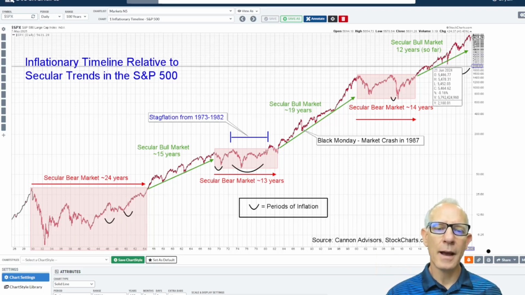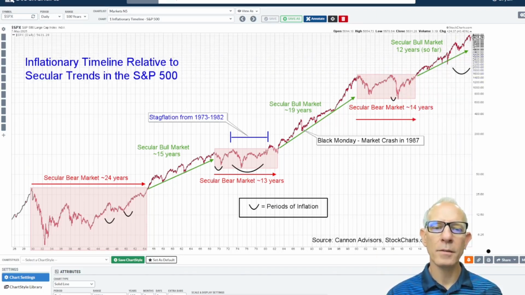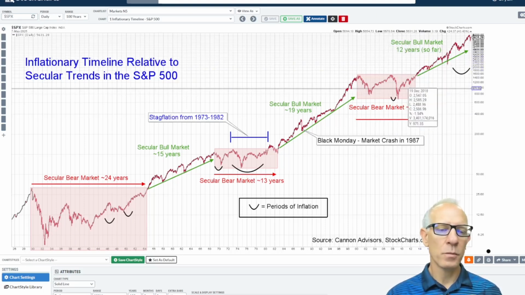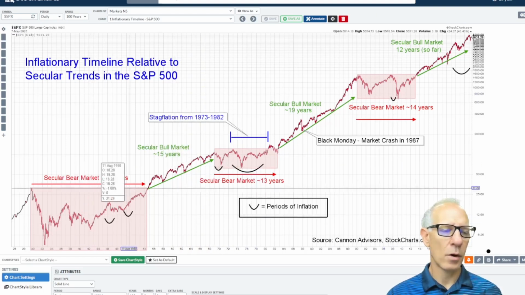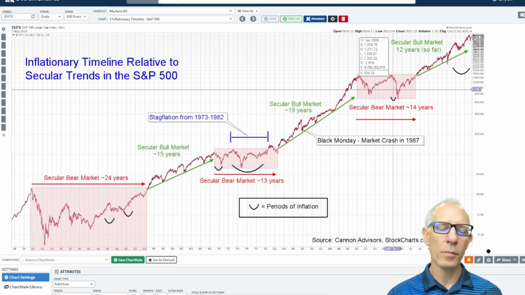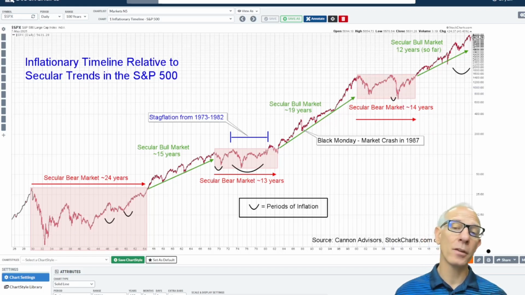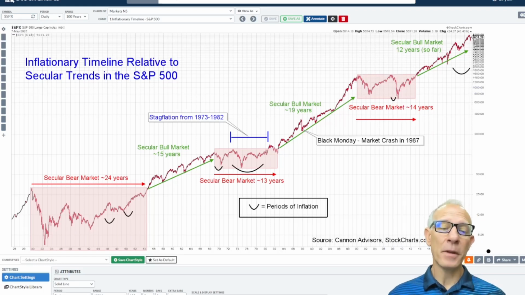But essentially, I think it's tough to believe that we're going to evade this nasty bout of inflation that we've got. Especially when you consider that the big periods of inflation historically have all been in the midst of a secular bear market. In fact, we haven't had a secular bear market without inflation. So, I'm a little skeptical of the long-term view.